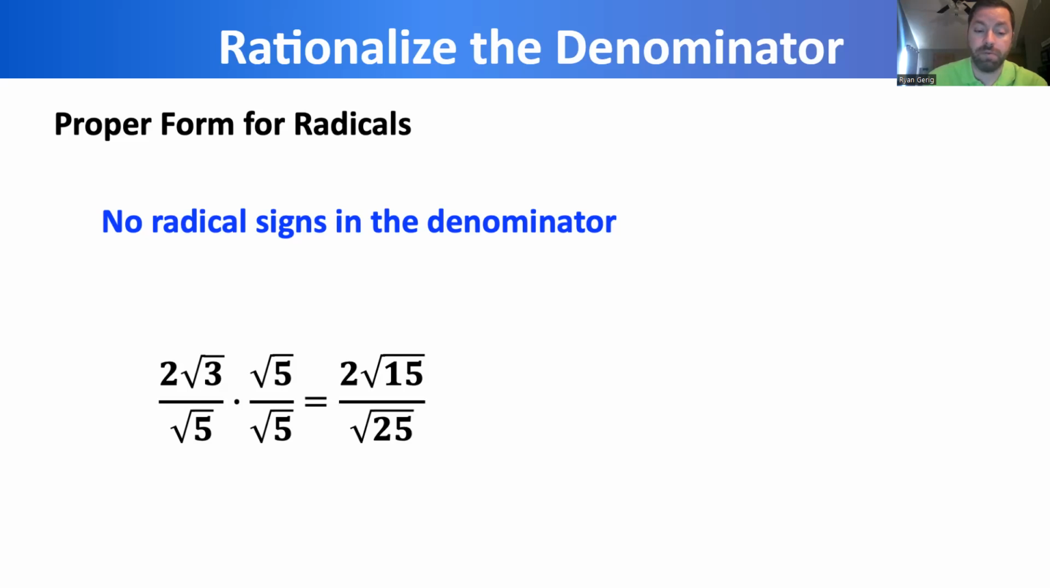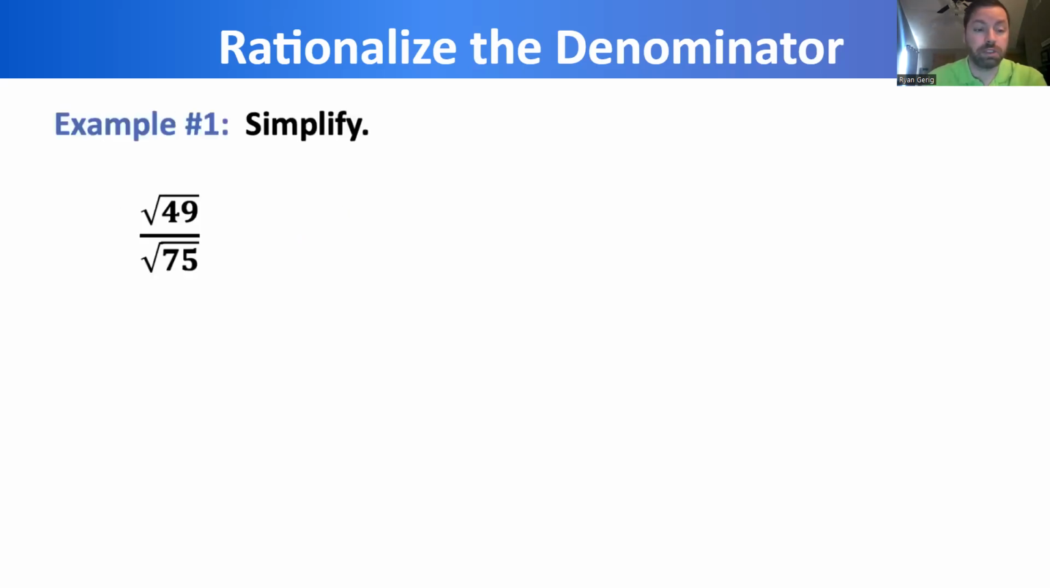But why is that helpful? Well, now I can write that as square root of 25 is 5. And I've gotten rid of the radical in the bottom. 2 radical 15 over 5, if you type that in a calculator, you will get the exact same decimal as if you did 2 radical 3 over radical 5. They are identical. They just look different. Okay? So we're going to do several examples here.